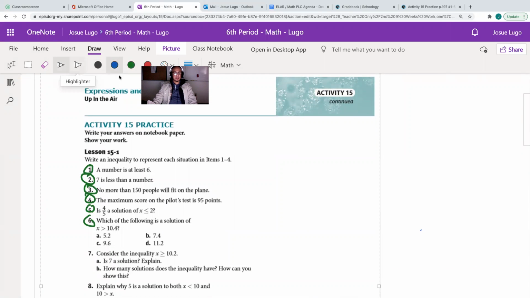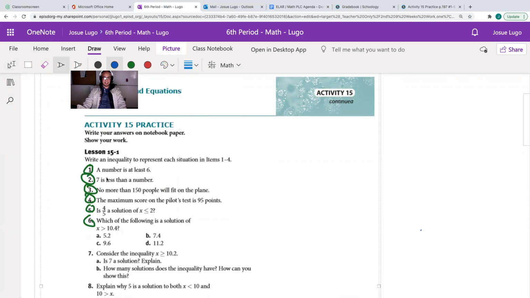Numbers 1 through 4, all we're doing is writing an inequality. We're going to take this statement and translate that into an inequality. So reading number 1, it says a number is at least 6. So a certain number is being compared to the number 6. Let's circle the important information. In my experience, the easiest way to do these is to begin with a variable, a certain number. We don't know what that number is. And then the number that we're comparing it to, that being the number 6. So that number needs to be at least 6.